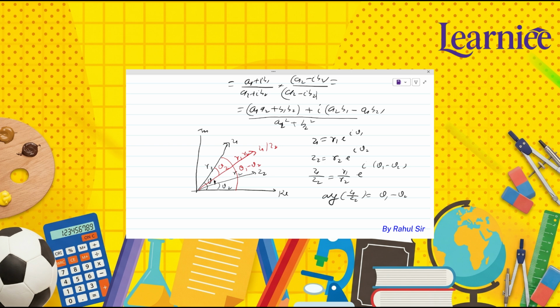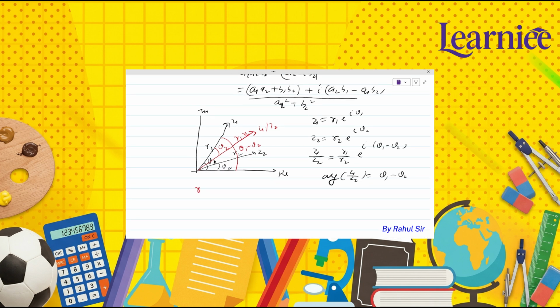Because you can't think that z1 upon z2 has a modulus greater than z2 or z1. See, let's say r1 is 1 by 2 and r2 is also 1 by 2, but what's the division? 1. That means z1 upon z2 has a greater value, whereas if r1 is 4 and r2 is 2, then r1 upon r2 is 4 upon 2, that is equal to 2.